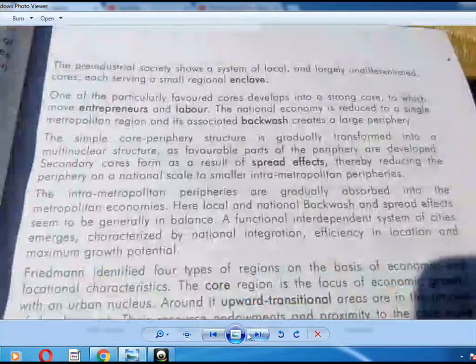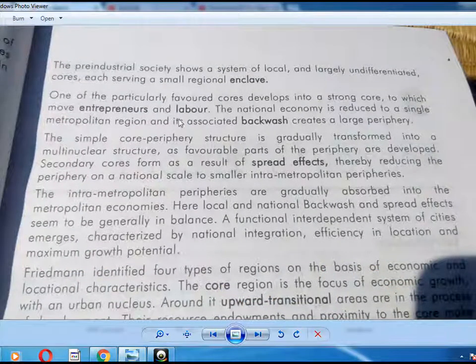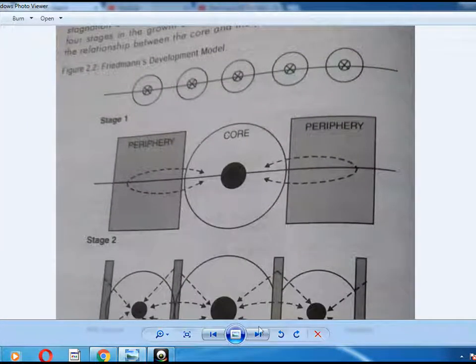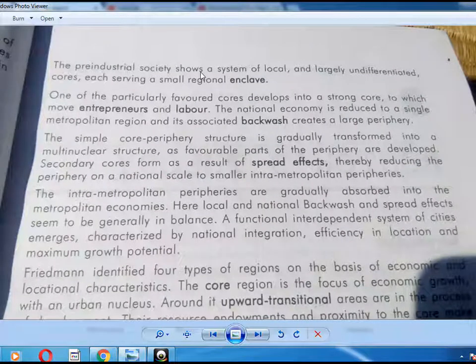The pre-industrial society shows a system of local and largely undifferentiated cores, each serving a small regional enclave. So in this diagram it is the pre-industrial stage, where all are equally distributed. Here no difference is found between the local cores, each serving a small regional enclave.